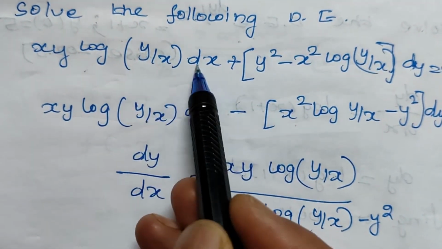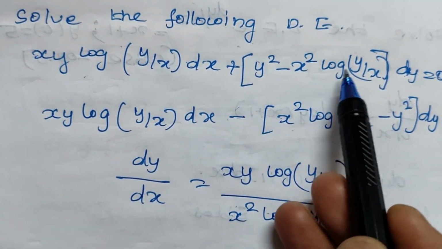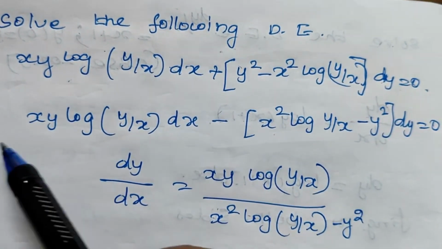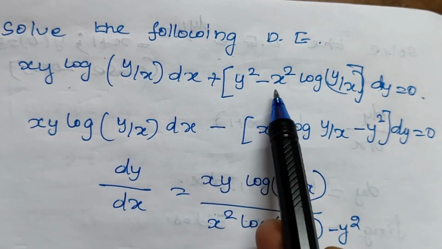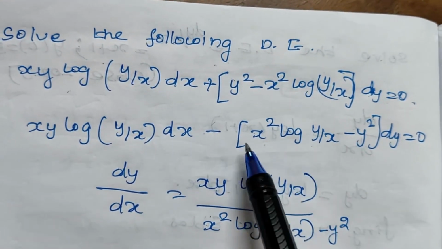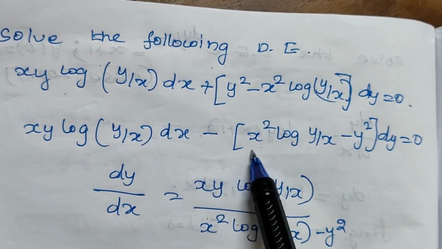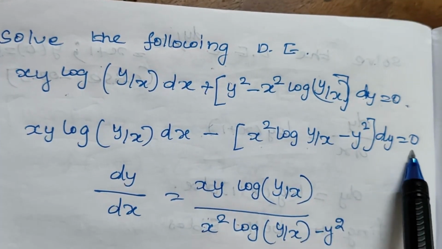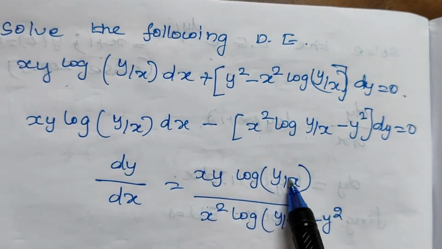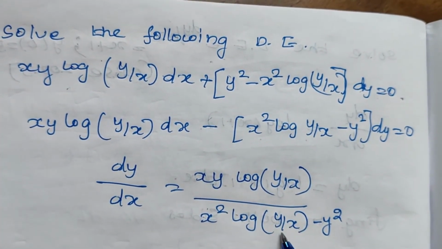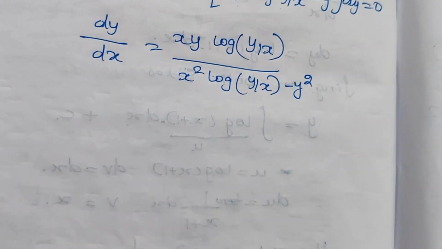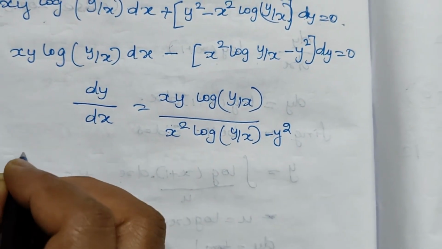xy log(y/x) dx + (y² − x² log(y/x)) dy = 0. So here I have made a simple arrangement, that is log of y by x. I bring this one to the first side. So minus, take outside x² log(y/x) − y², dy = 0. Then dy/dx = xy log(y/x) / (x² log(y/x) − y²). Next we have to put y = vx.